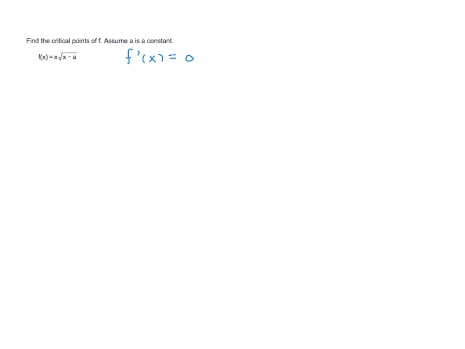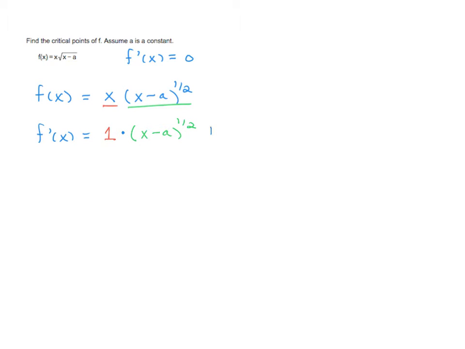So step 1 is to take the derivative of the function, and I'm going to rewrite it slightly as x times x minus a to the 1/2 power. And I see that we have a product of two functions, and what this means is I have to use the product rule when taking the derivative with respect to x. So to start, the derivative of the first thing, x, is just 1, and then we multiply that by, okay, now we just copy down the second thing, which is x minus a to the 1/2.